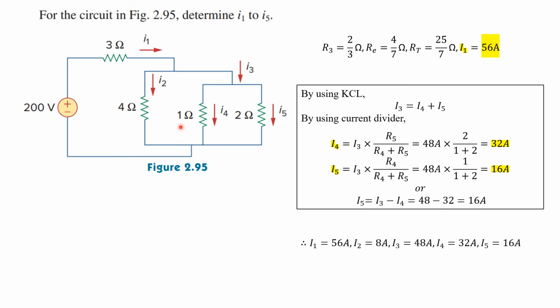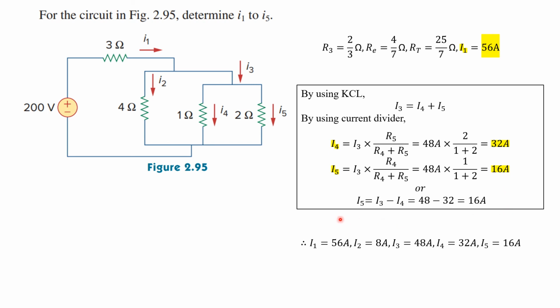Next, we have to find I4 and I5. This time we're going to apply the current divider rule, and using the current divider rule formula, I4 is equivalent to I source times the opposite resistance over the total resistance. So in this instance, it's equivalent to 48 times 2, which is the opposite of this R4, over the total. Then we can get 32 amperes. Similarly, for I5, we still use the opposite resistor and get I5 at 16 amperes.